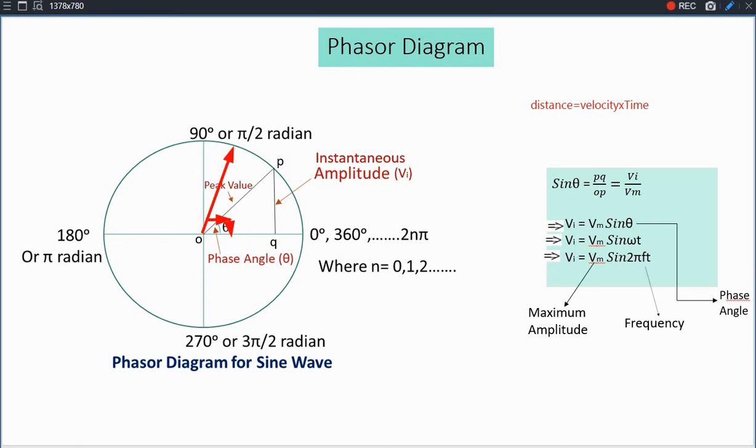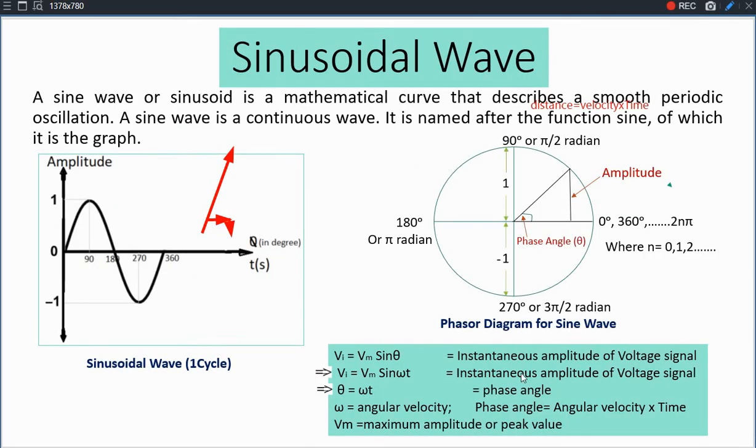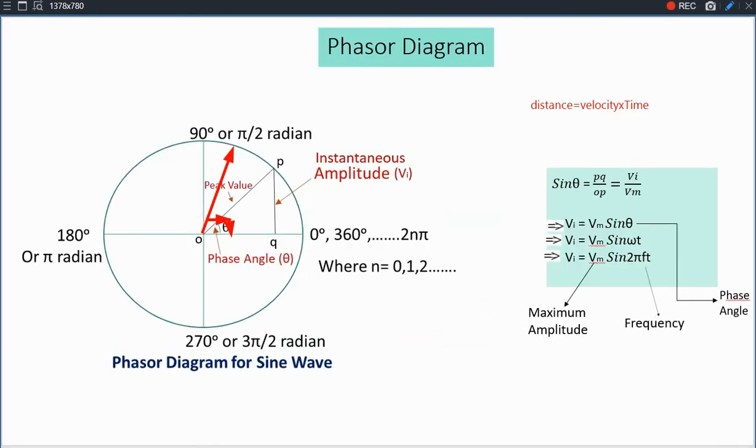That mathematical relation that I explained in the last one, the phase angle, is the distance covered by the angle, and angular velocity is the velocity to cover that angle distance, multiplied by time. So this is how we get the formula theta is equal to omega t, and theta can be replaced with omega t.